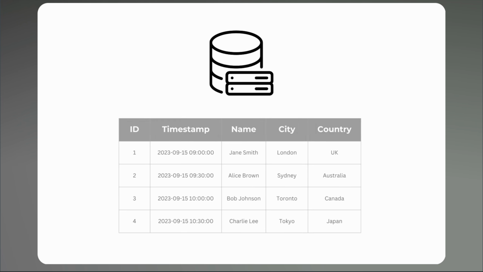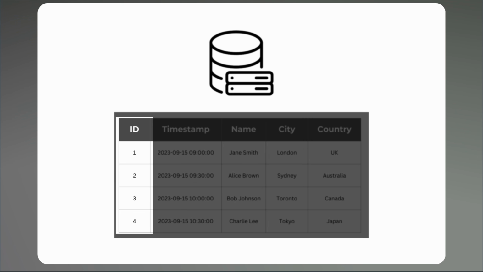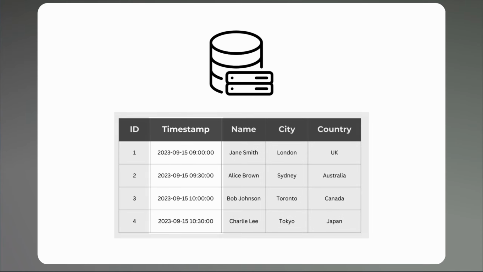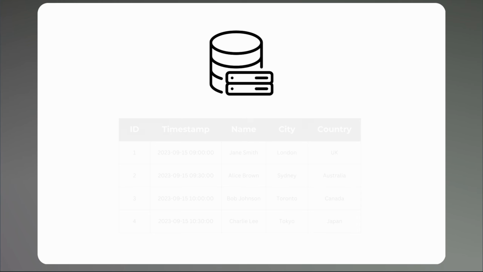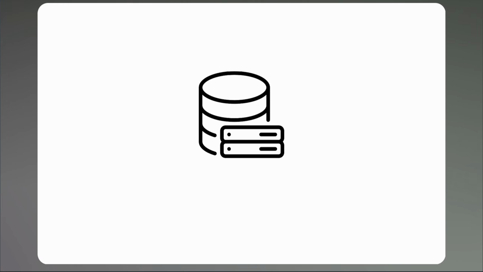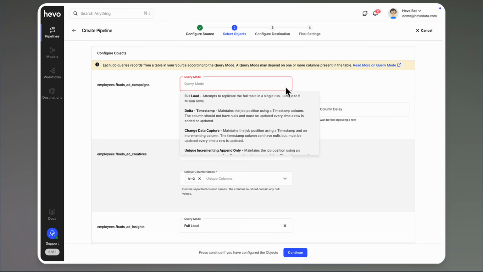You can think of CDC as combining two ideas. One column helps Hevo detect new rows. Another column helps Hevo detect updated rows. Together, these allow Hevo to move forward safely without missing changes or rereading old data. When you configure CDC query mode, you'll see three key inputs in the UI.